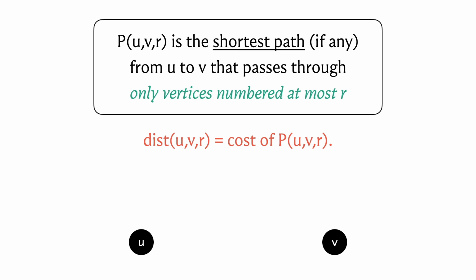Take a moment here and think about how you would compute distance uvr if I told you that P_uvr in fact happens to not need the vertex labeled r. Okay, so in this situation, P_uvr is going to in fact be the same as P_uv(r-1), because this path simply doesn't make use of the vertex r.